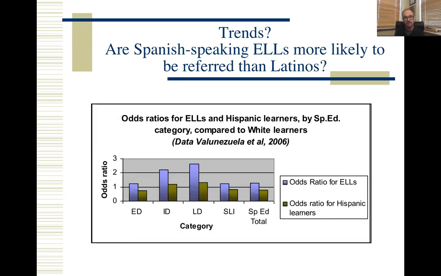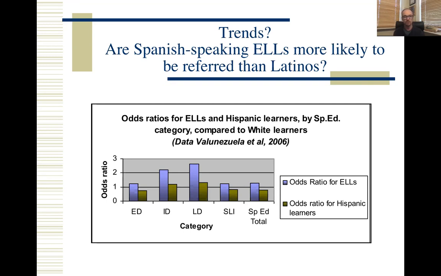With English learners and Latinx students by special ed, again, these data are not the newest, but sort of illuminating nonetheless. If you look at English learners and Hispanic, Latino learners, relative to white learners, white learners are 1 here. You can see that anything above 1 means you're more likely to be referred, and anything below 1 means you're less likely to be referred.